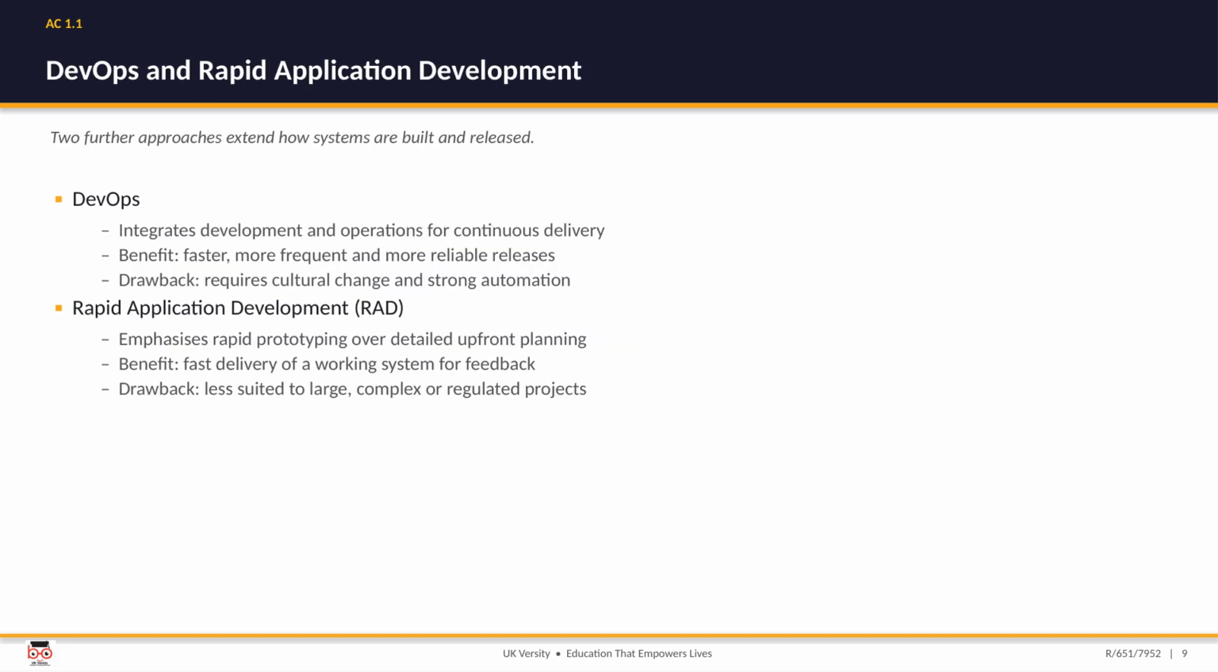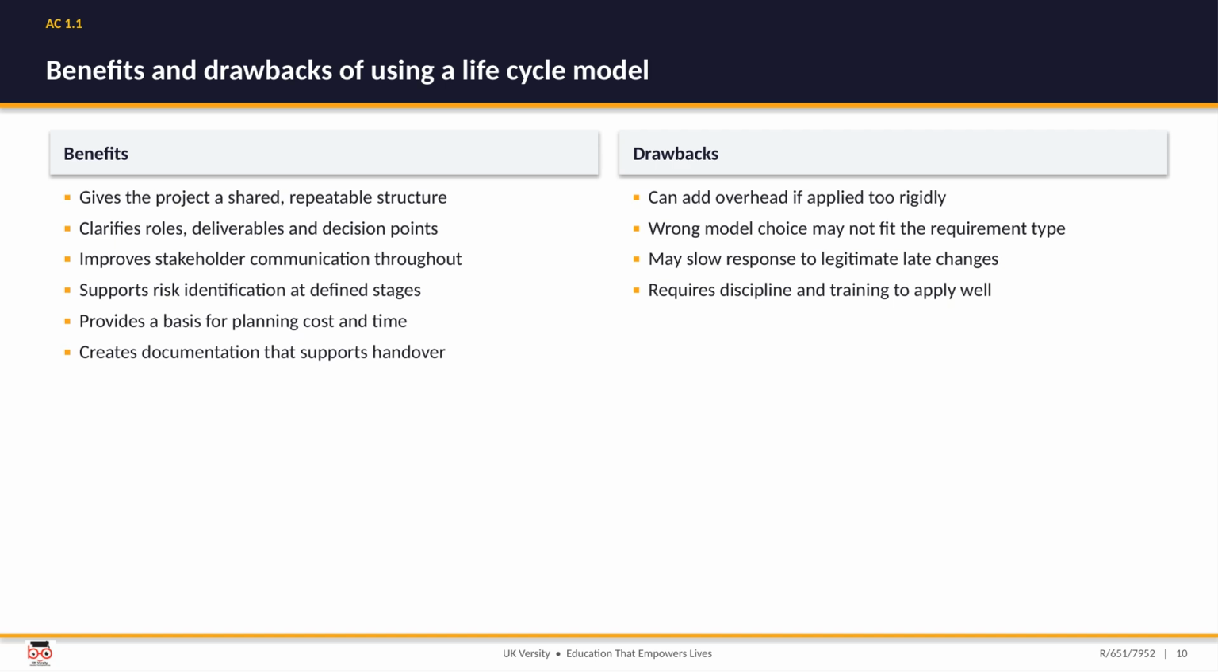Two further approaches are worth knowing. DevOps brings development and operations together so that releases become continuous, faster, and more reliable, though it asks for a genuine cultural shift and a lot of automation to work well. Rapid Application Development, or RAD, leans on quick prototyping instead of heavy upfront planning, so you get a working system in front of users fast for feedback. RAD is less suited, though, to large, complex or heavily regulated projects, where that lighter planning starts to become a liability.